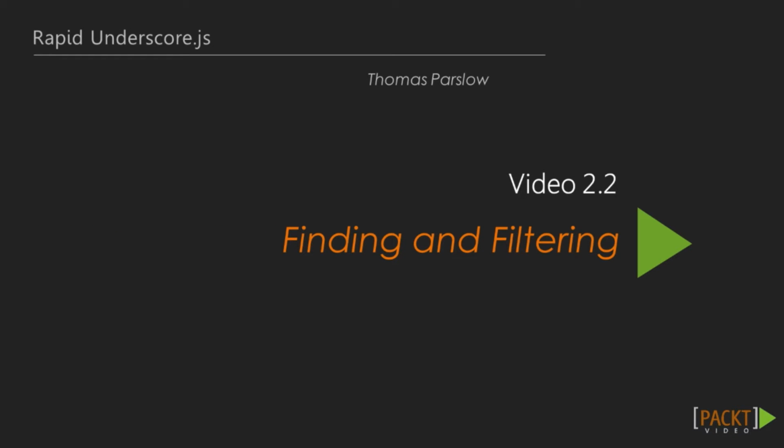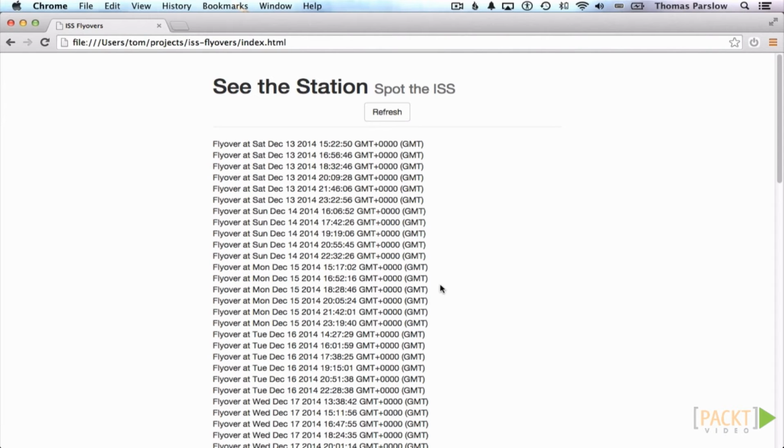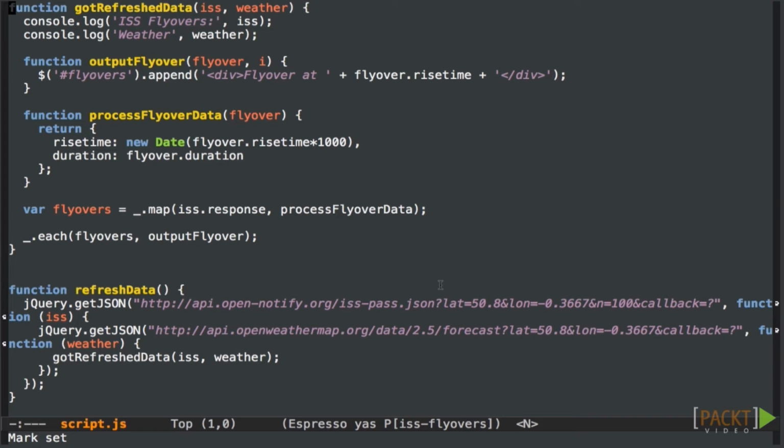Welcome back. Last time we looked at the basics of iterating through arrays with each and map. In this video, we're going to learn about the tools Underscore.js provides for finding and filtering items in arrays. We can now see the flyover times for the next few days. But we're missing the other feature we promised for this app, which is to show what kind of cloud cover there will be for each flyover. We've already got the weather data loaded.